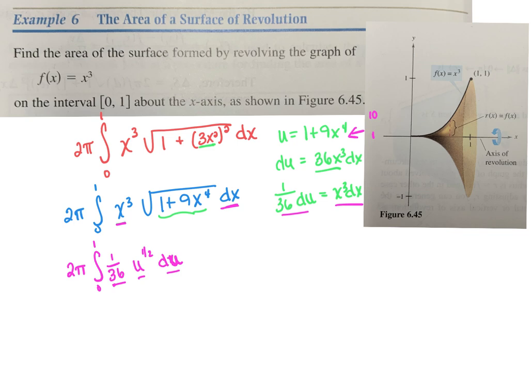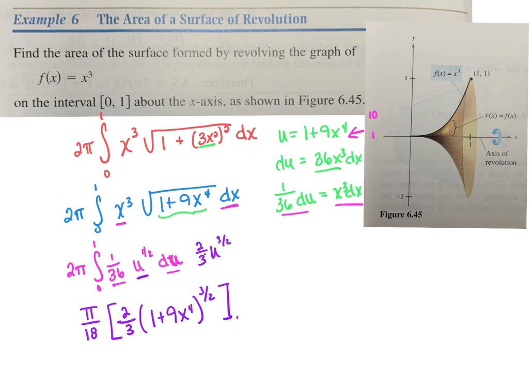My u is my 1 plus 9x to the 4th to the 1/2. So don't forget you can actually pull that 1 over 36 out, right? 2 pi over 36 or pi over 18. Antiderivative of u to the 1/2. That's going to be u to the 3/2 times 2/3. So this is going to be 2/3 u, and remember my u is 1 plus 9x to the 4th to the 3/2. And I'm going from 0 to 1.